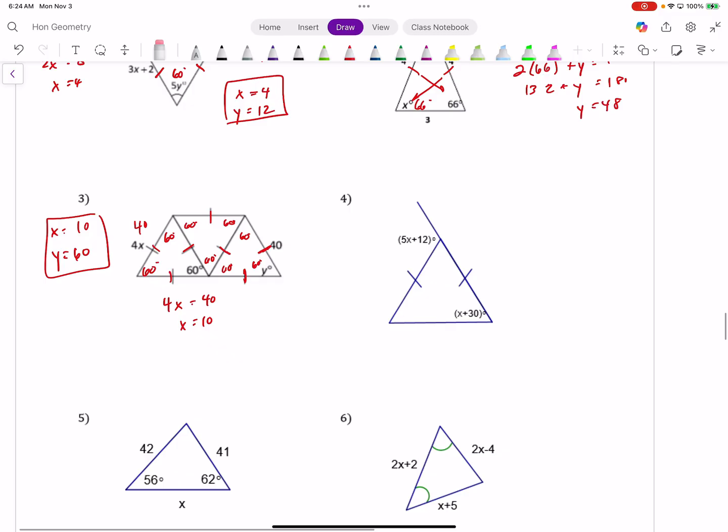Let's see what's going on here. I'm going to change colors. I'm getting tired of this one. I know that this angle is congruent to this, so this is also x plus 30 degrees.